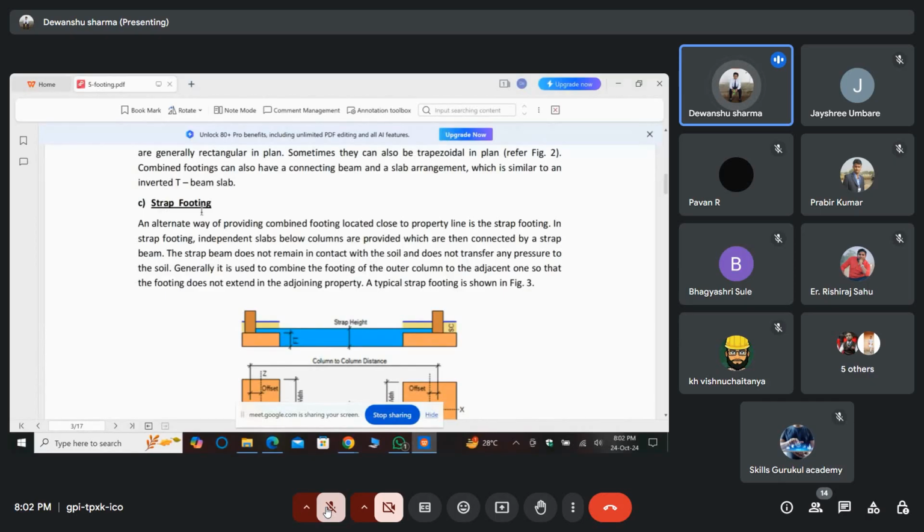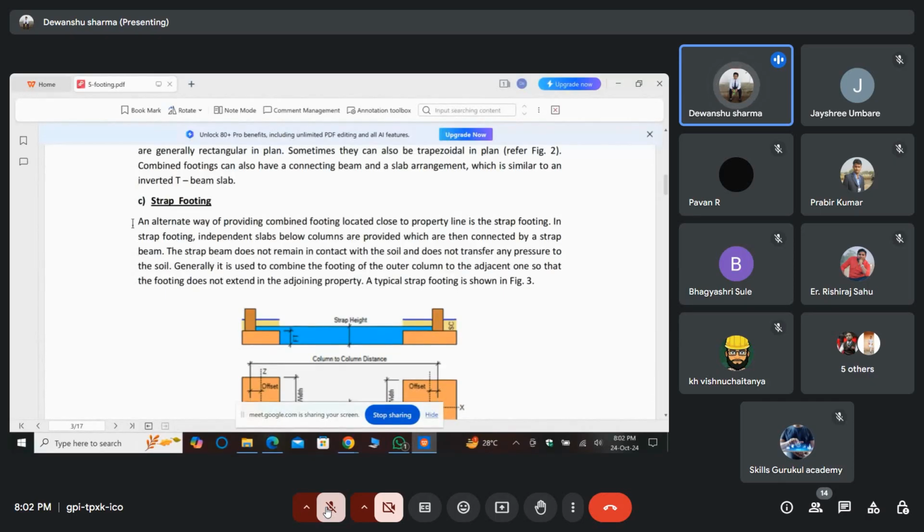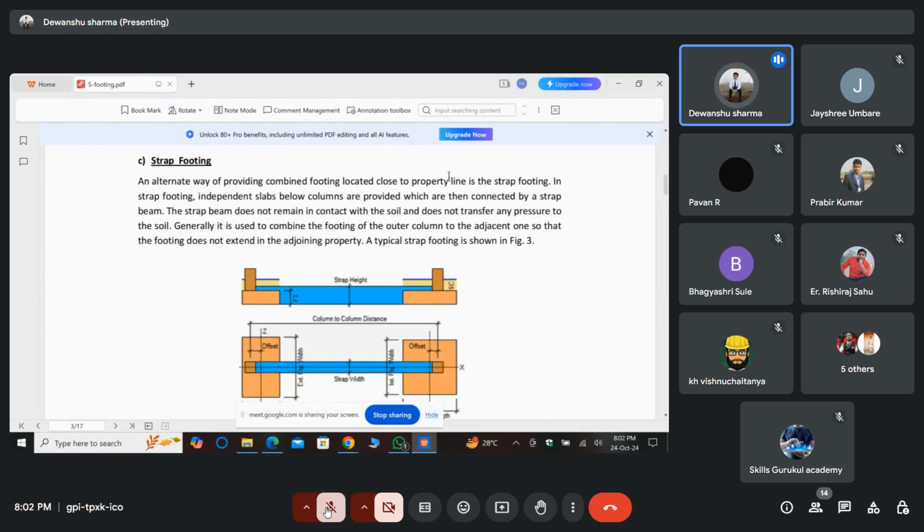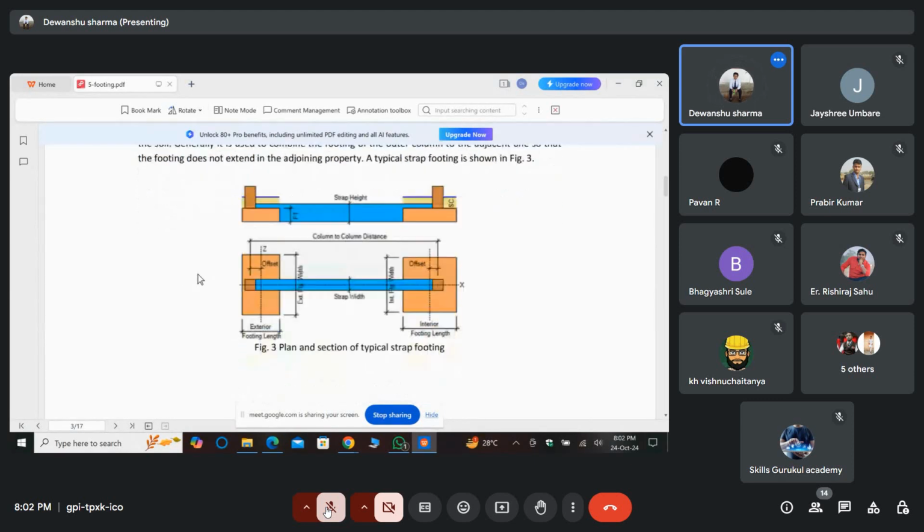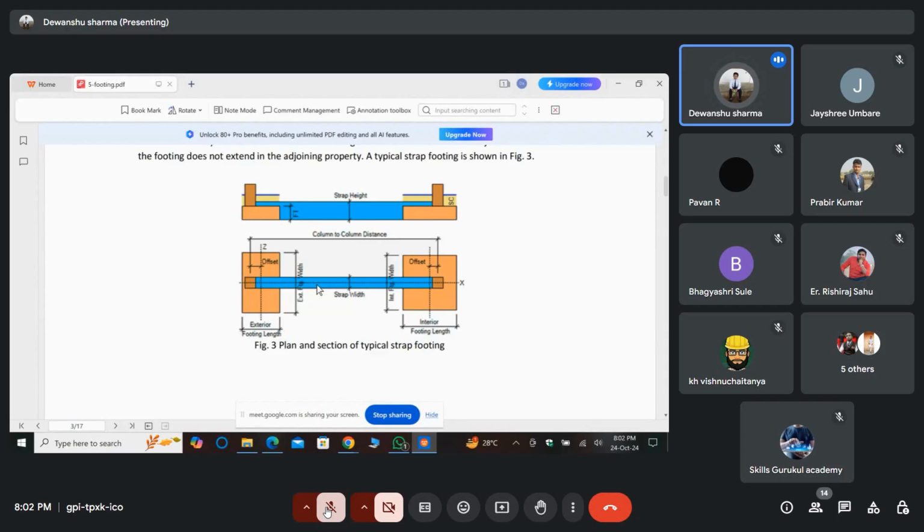Another is strap footing, an alternate way of providing combined footing, located close to the property line. Strap footing is a way of connecting two different footings, that is, two isolated footings, through a strap, that is a beam. Like shown in this figure, we connected two different isolated footings with a strap.